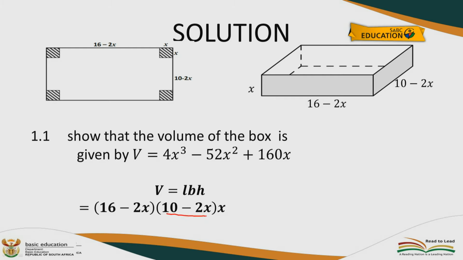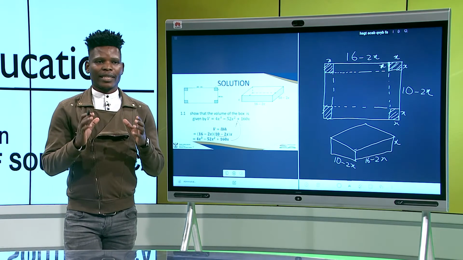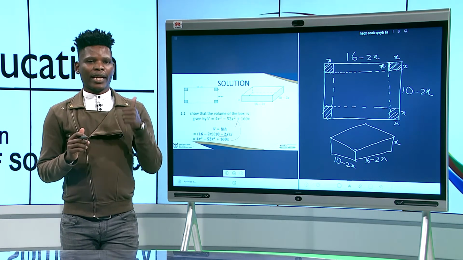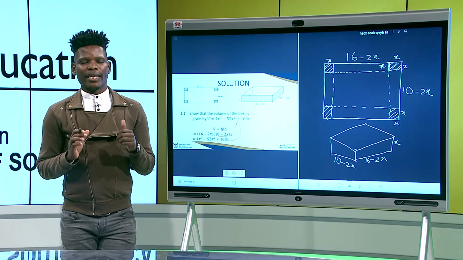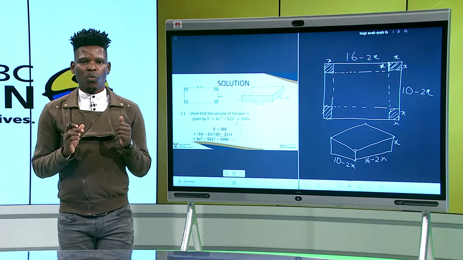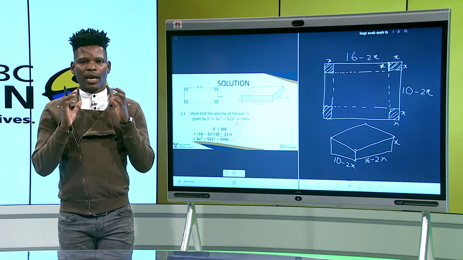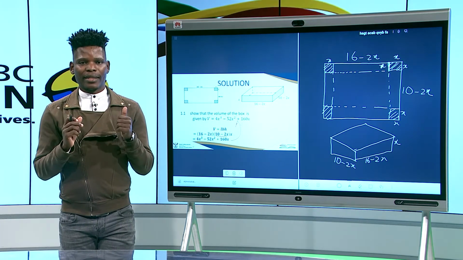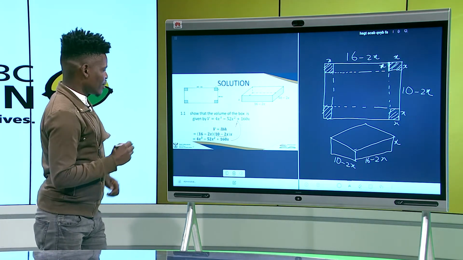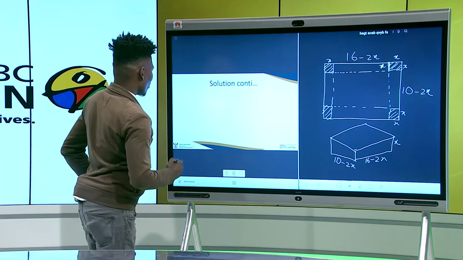So we remove the bracket, and we find that our volume is 4x cubed minus 52x squared plus 160x, which is what we're asked to show. So that is basically what we have done. So what was very important in that question is that we needed to know that the figure that we are dealing with is a rectangular prism. And we needed to know the volume of a rectangular prism, which was length times breadth times the height. And the rest is history. Now let us go to question 1.2.